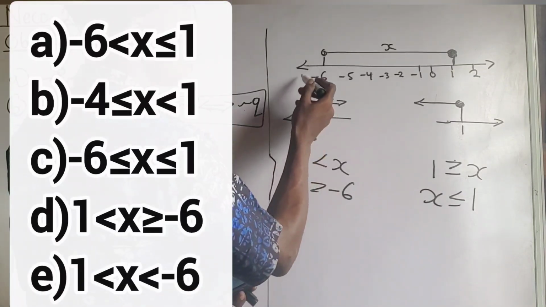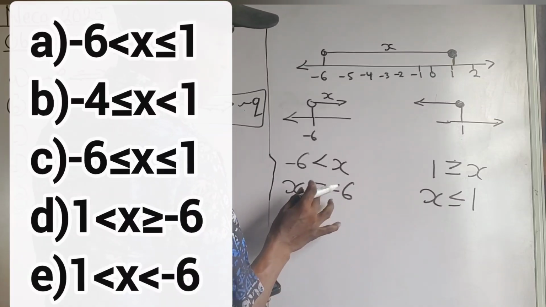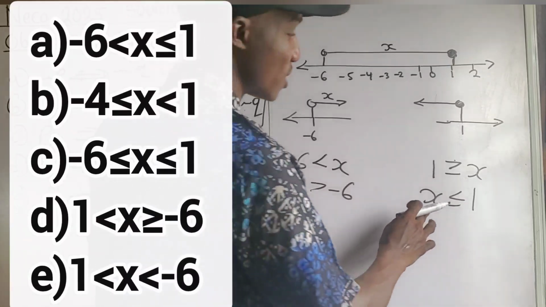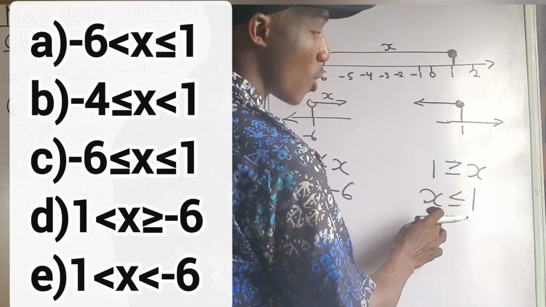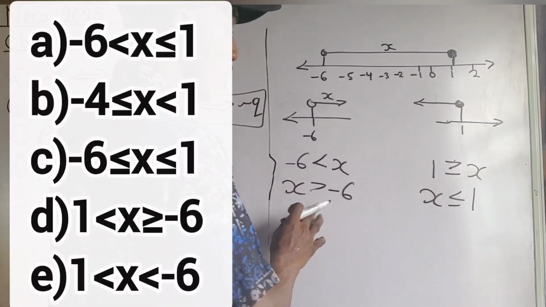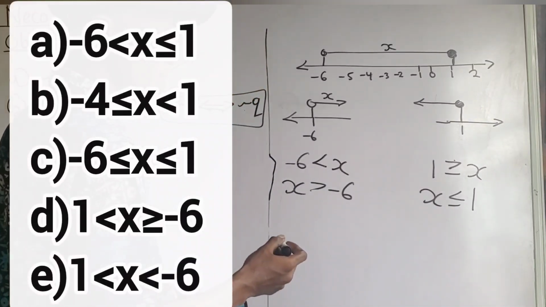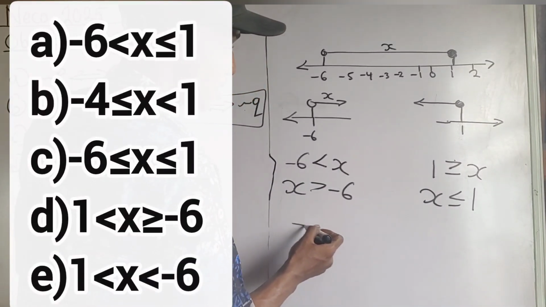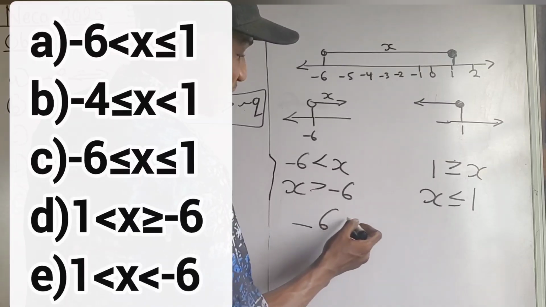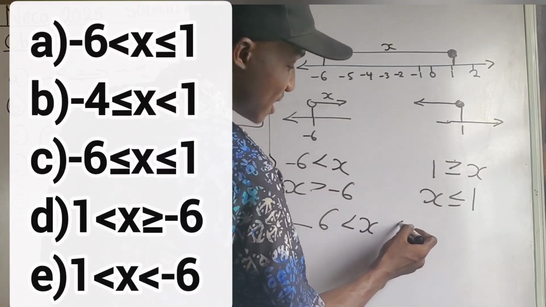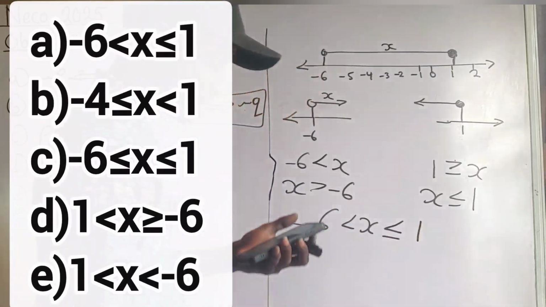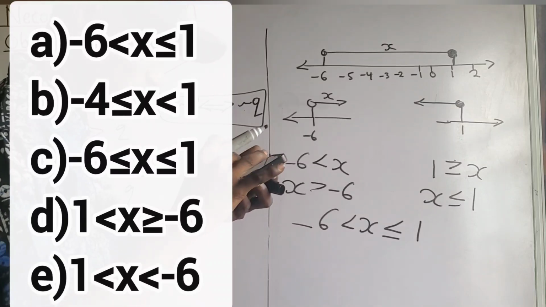So the first part, which is here, is X is greater than -6. And the second part is what? X is less than or equals to 1. Now, if you want to combine this in your inequality, you are going to have -6 is less than X, X is less than or equals to 1. Are you getting it? So let's check the correct option.